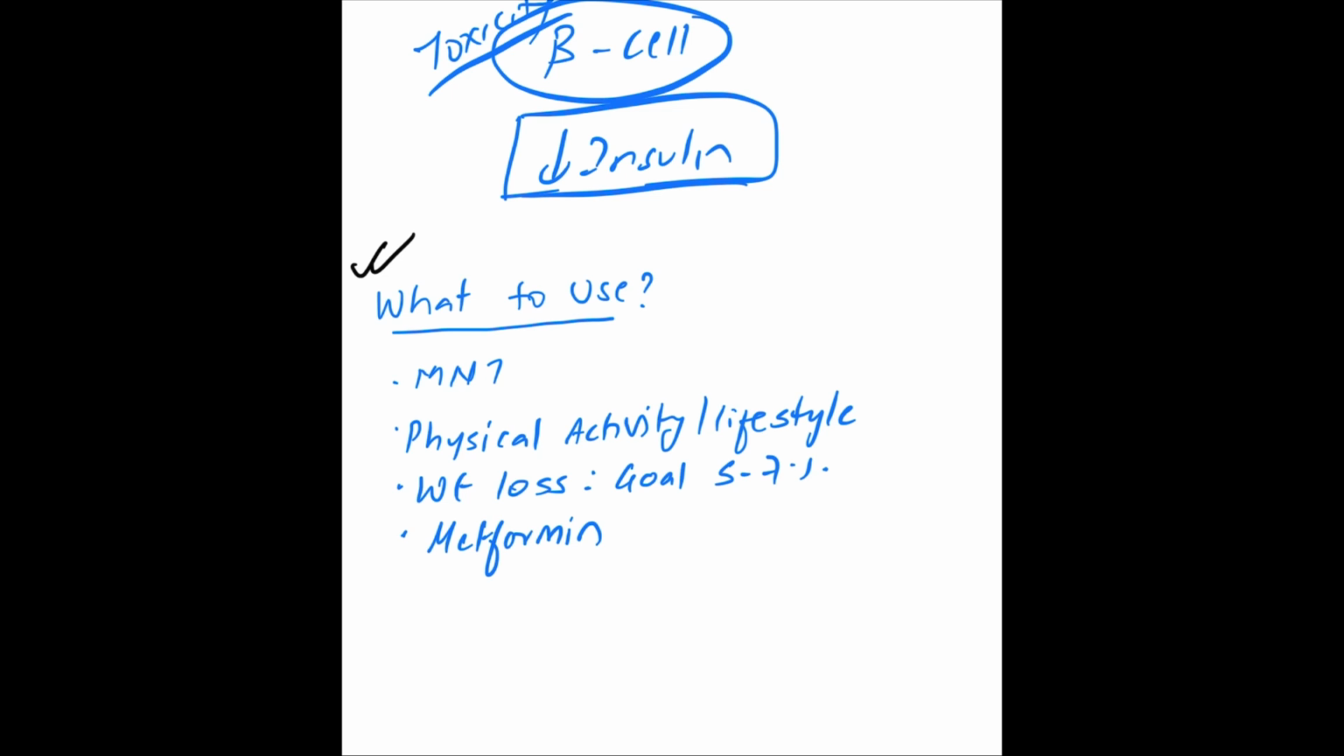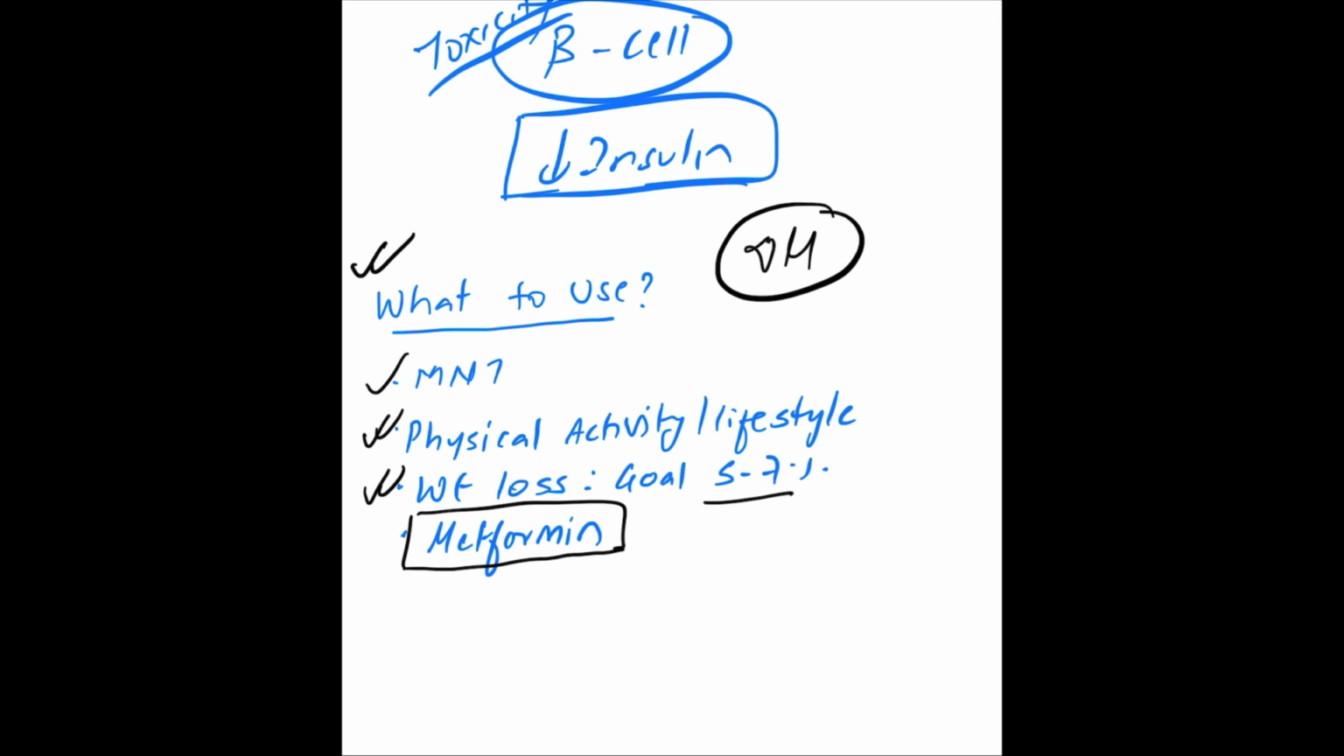For a patient diagnosed with diabetes mellitus, medical nutritional therapy, physical activity or lifestyle changes, and a weight loss goal of 5 to 7% is very important. After that, use of metformin is advised. Metformin is a first line therapy in every case, unless your patient has deranged renal function tests.